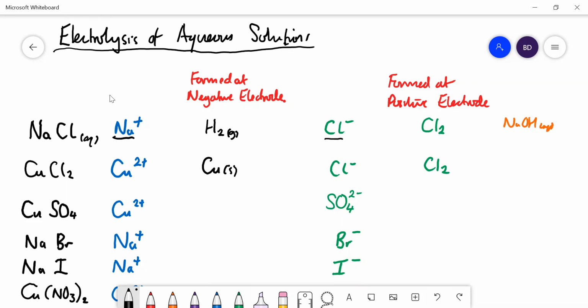All right. We've got copper sulfate. Well, again, we've got Cu2+ ions. You're going to get copper metal deposited there for the same reason as the other one. But now you may think, what's going to be made at the positive electrode? You may think sulfur dioxide or something like that. Well, it's not. The sulfate ions stay in solution. They remain chemically unchanged. And what happens is you get oxygen being given off.